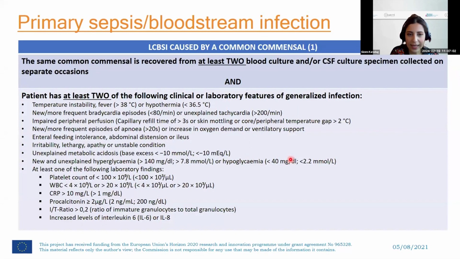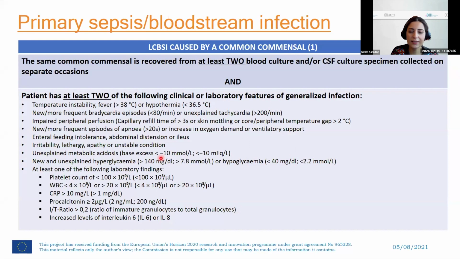Now I will have 3 alternative definition criteria for laboratory confirmed bloodstream infection caused by common commensals. As I said, it can be a little bit tricky to understand if it's real sepsis or a contamination. And neonates are a patient group that is hard to get blood samples from. So we have 3 different alternatives for that.